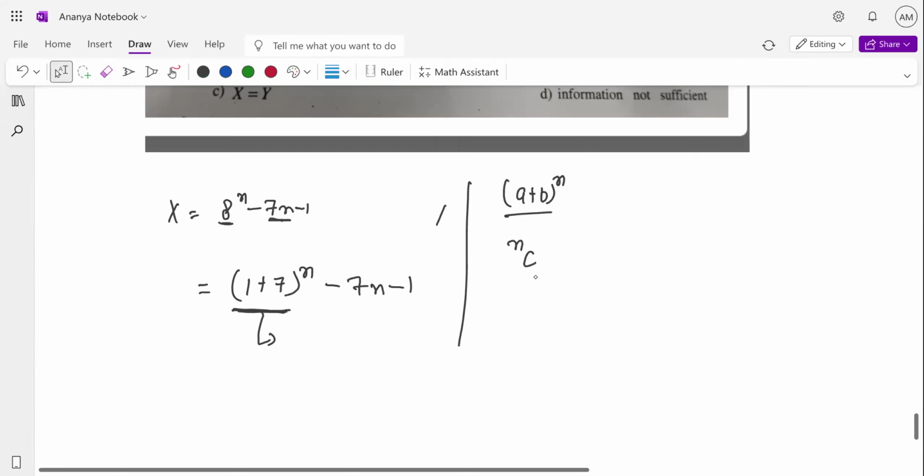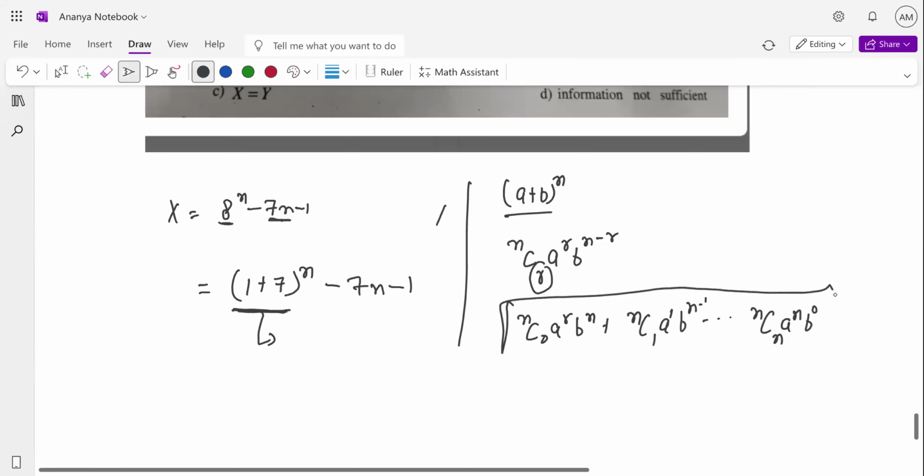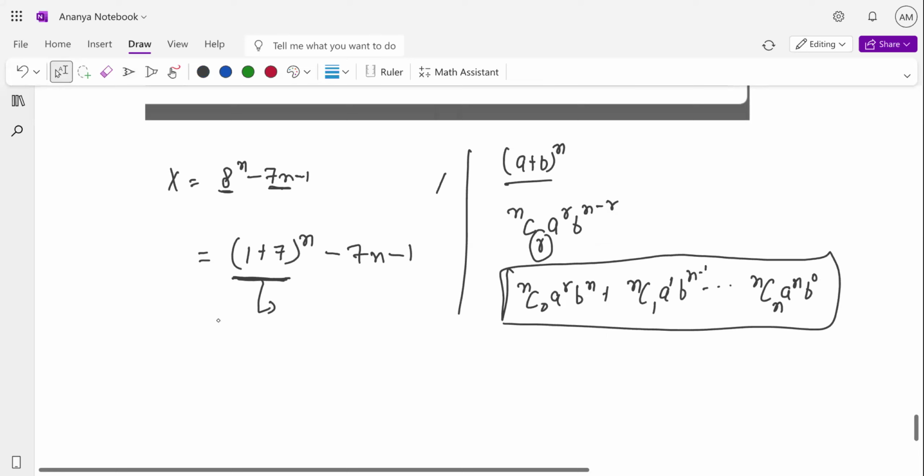Basically, the formula is nCr, a to the power r, b to the power n minus r. Clear? Now you have to take this r from 0 to n. So when you take it from 0 to n, what you are going to get is nC0, a to the power 0, b to the power n, plus nC1, a to the power 1, b to the power n minus 1. And so on till when you are going to get a becomes n, b becomes 0. Yes, sir.